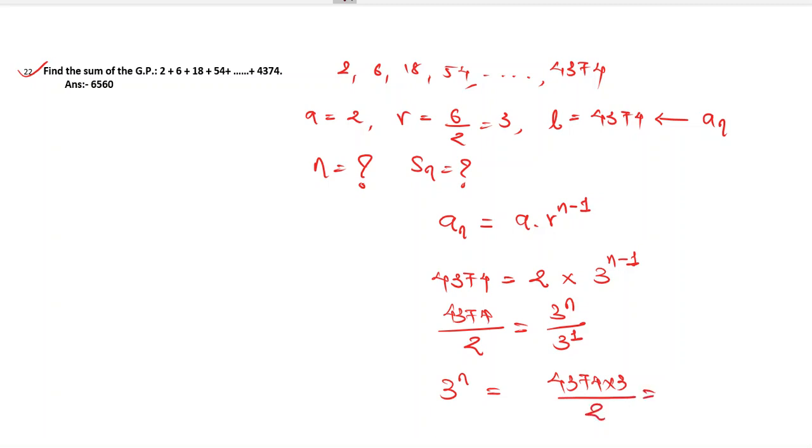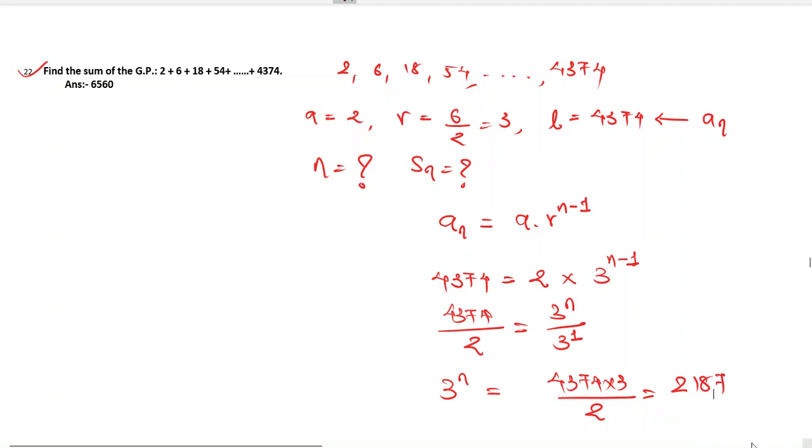So if you solve this, you will get the nth term as 3 raised to n. The value of n is 8. How? I'll tell you. This will give you a number which is 2187. After solving this, you'll get 2187.